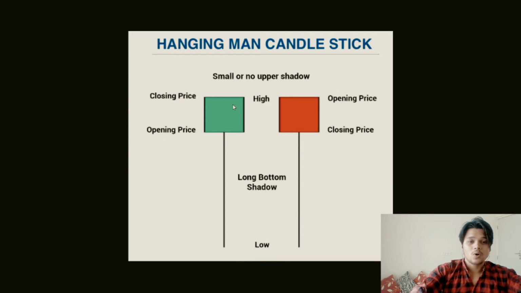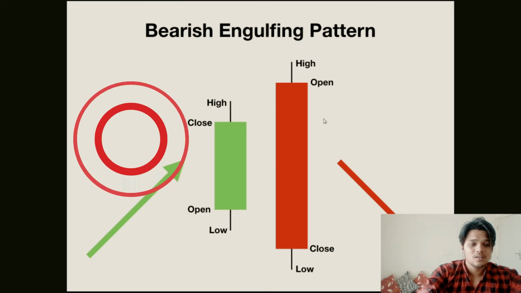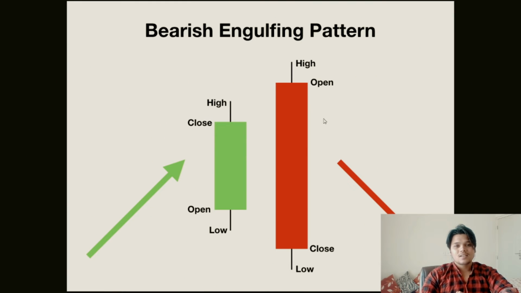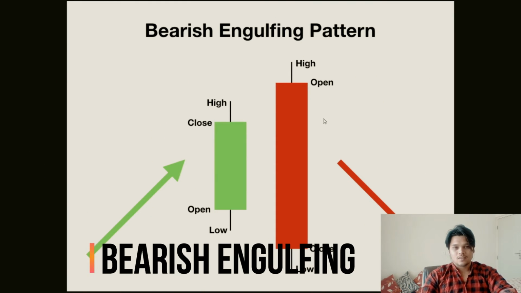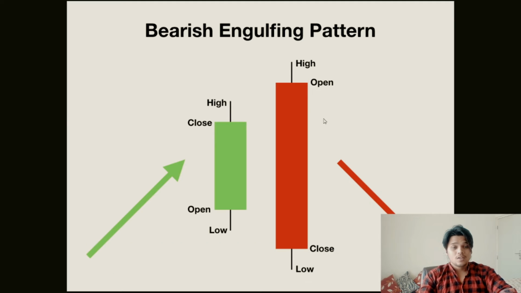So moving on to our next candlestick pattern, the bearish engulfing pattern. Earlier in this video, I told you about the bullish engulfing pattern, which means the market will go up, and here comes the bearish engulfing pattern. You will see a big fat red candle and a smaller green candle. This candle is engulfing the green candle. It is almost twice the size of this candle.